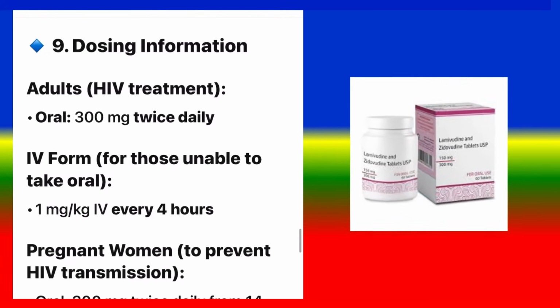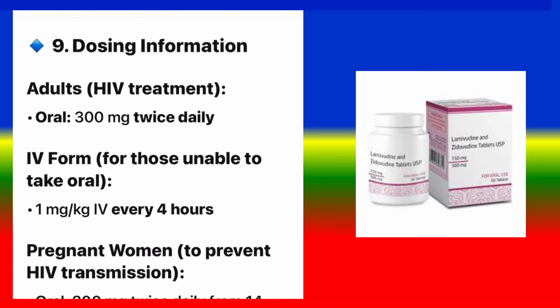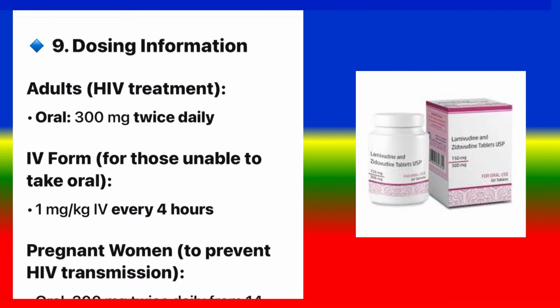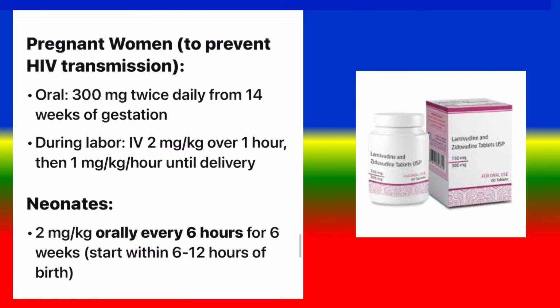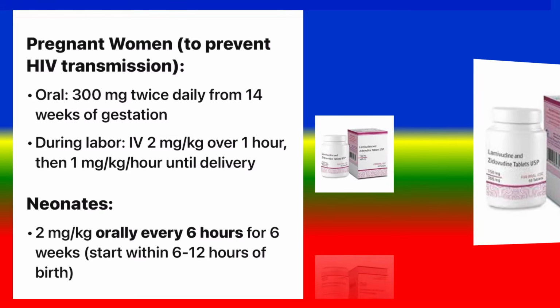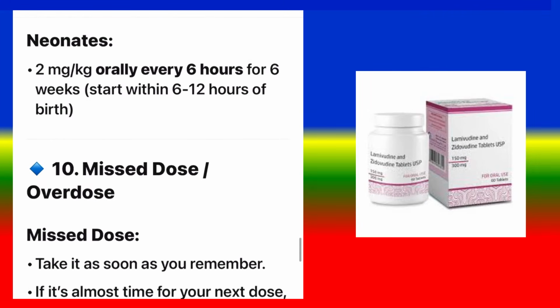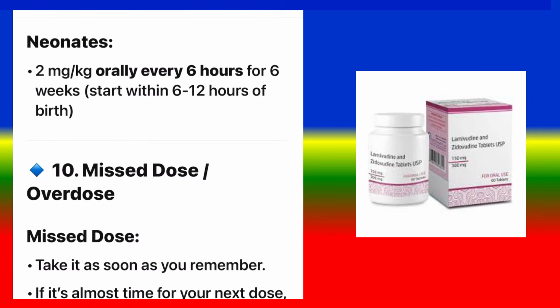9. Dosing information. Adults, HIV treatment, oral, 300 milligrams twice daily. IV form, for those unable to take oral, 1 milligram per kilogram IV every 4 hours. Pregnant women, to prevent HIV transmission, oral 300 milligrams twice daily from 14 weeks of gestation. During labor, IV 2 milligrams per kilogram over 1 hour, then 1 milligram per kilogram per hour until delivery. Neonates, 2 milligrams per kilogram orally every 6 hours for 6 weeks. Start within 6 to 12 hours of birth.